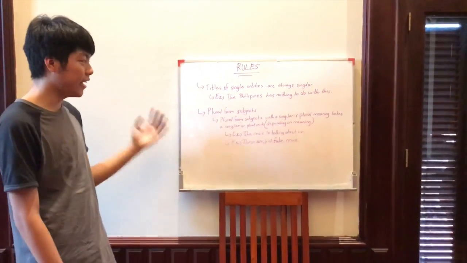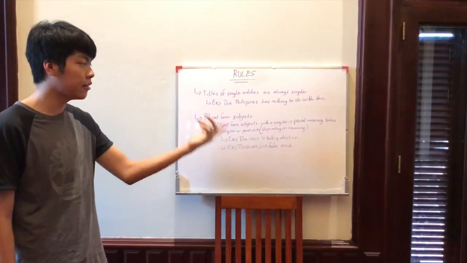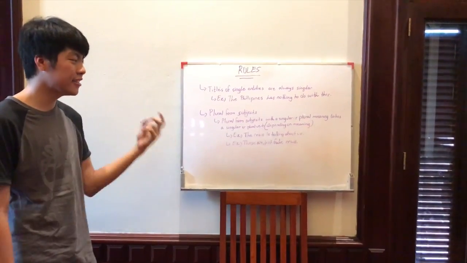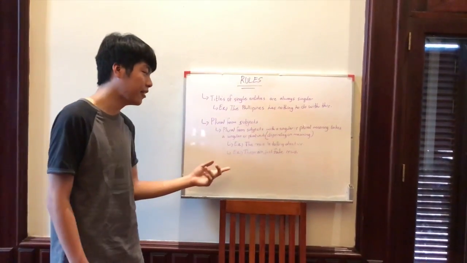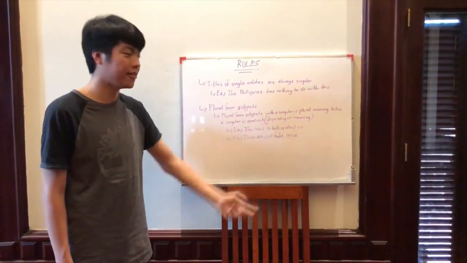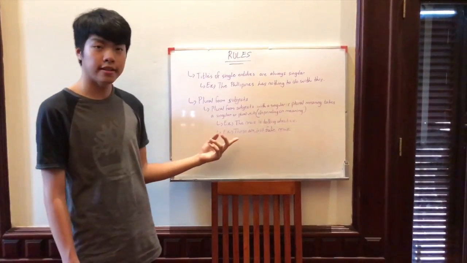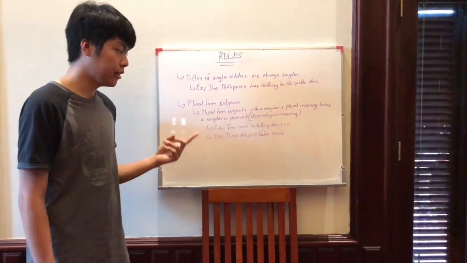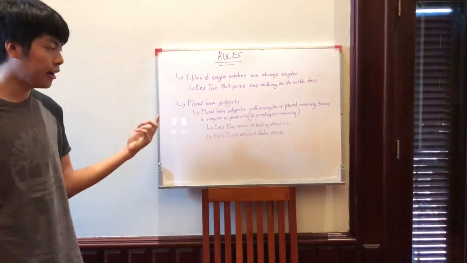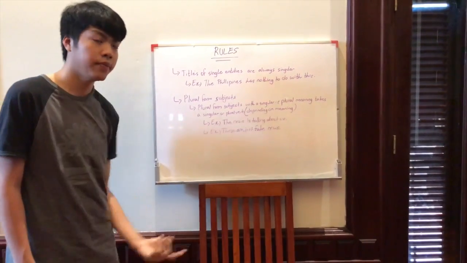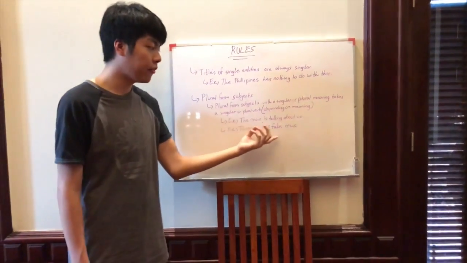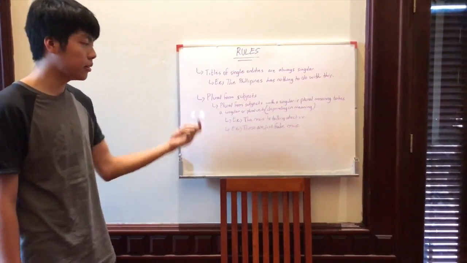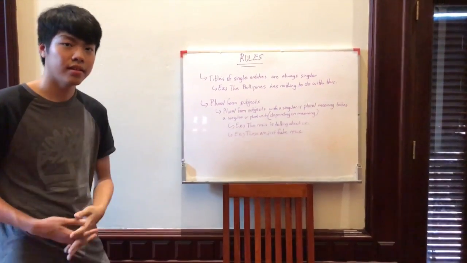Let us continue to the next rule. Plural form subjects with a singular or plural meaning take a singular or plural verb accordingly. Now let us look at the example. The news is talking about us. So the news here is taking a single meaning, so we use a singular verb for it. And another example, these are just fake news. So in this scenario, fake news is in a plural sense, so we use a plural verb for it.